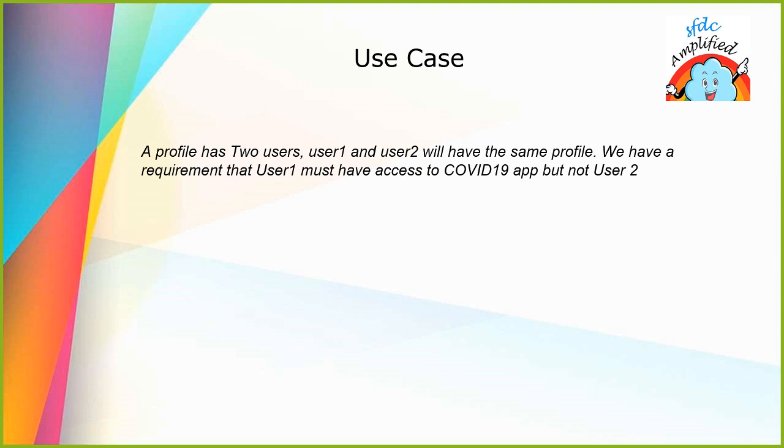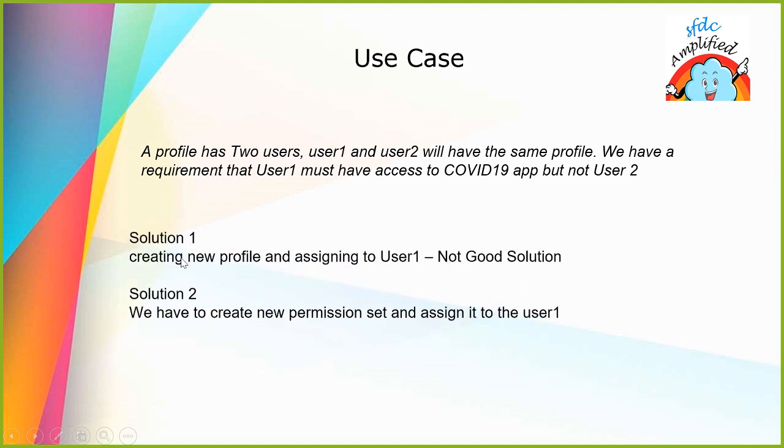So if we create an extra permission set, only then they can do that. If we don't, because they are part of the same profile, they should not be able to access. So the solution here: if only one user of that profile should be able to see but not another, then we could create a new profile and assign it to user one, which is not a good solution. So we will go with solution 2, that is we create a new permission set and assign it to user one. So let's see how we create the permission set.